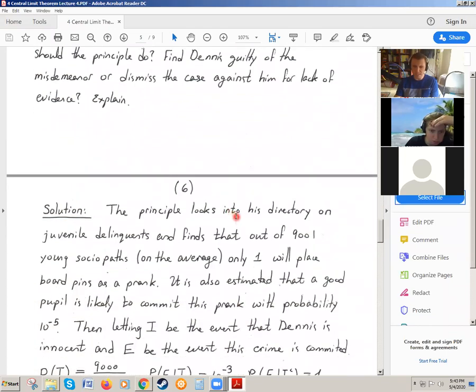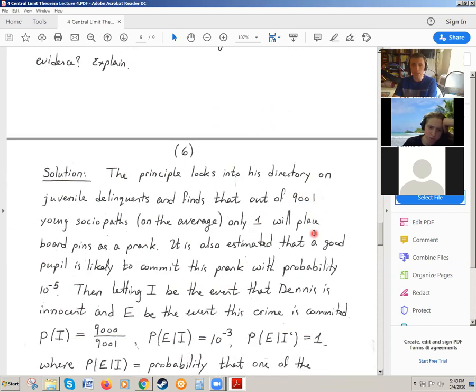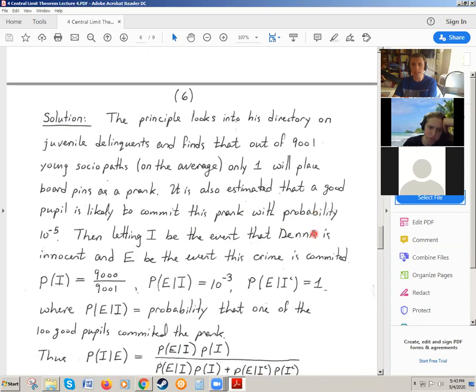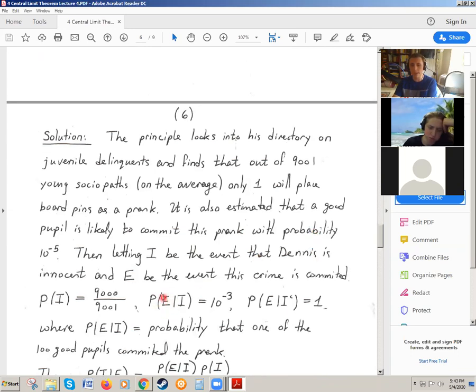So suppose it is known somehow, maybe there is prior statistics, that if you're given a juvenile delinquent out of 9,001, only one, on average, will commit this particular crime. Or the frequency of this crime is 1 out of 9,001, given a population of criminals. And what else may we suppose? So suppose that, again as given, is the probability of evidence given that the person is innocent.